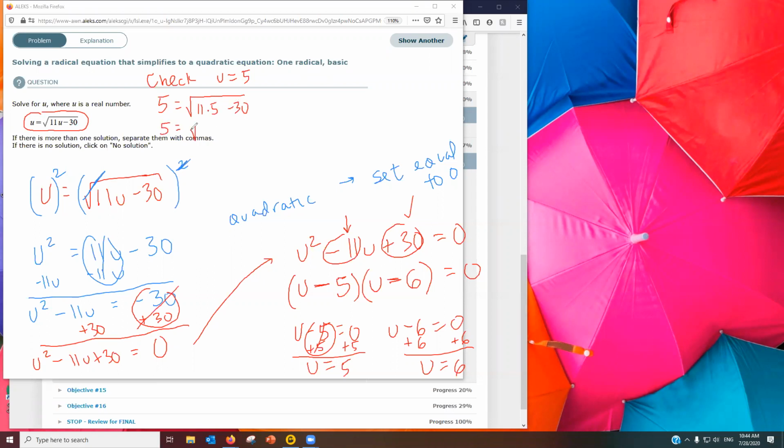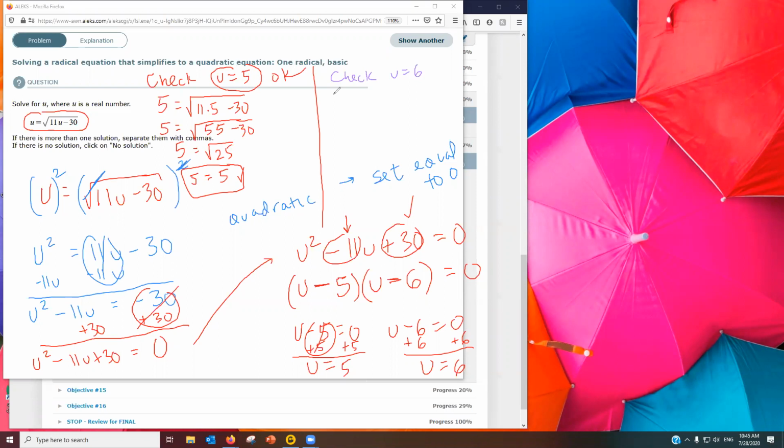Well, 11 times 5 is 55. And then 55 subtract 30 is 25. And of course, the square root of 25 is 5. So this checks out. So we just figured out that u equals 5 is valid. All right, but we also have to check the other solution. So let's also check u equals 6. See if that works out.